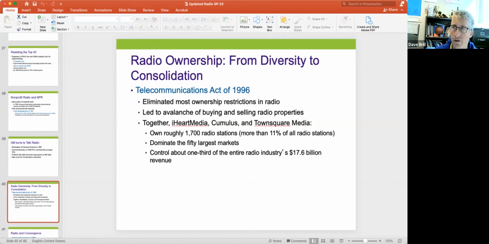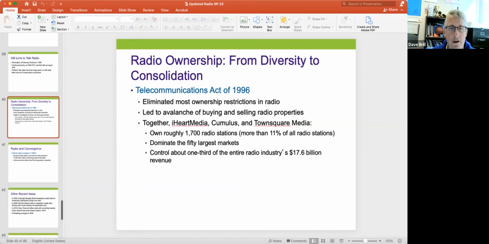So suddenly, these companies that were making money off of AM, in particular talk radio, were able to duplicate that in the same market over several stations or over multiple cities. The idea of a radio corporation started growing tremendously because of the Telecommunications Act. Today, iHeartMedia, Cumulus, and Townsquare Media are your 3 biggies. They own roughly 1,700 radio stations across the country. That's more than 11% of all the radio stations. They dominate the 50 largest markets, and they control about 1/3 of the entire radio industry's nearly $17.6 billion in revenue. So that's because of the Telecommunications Act.